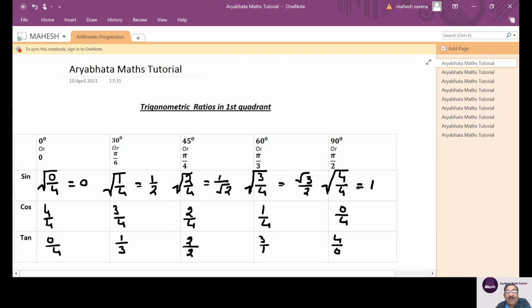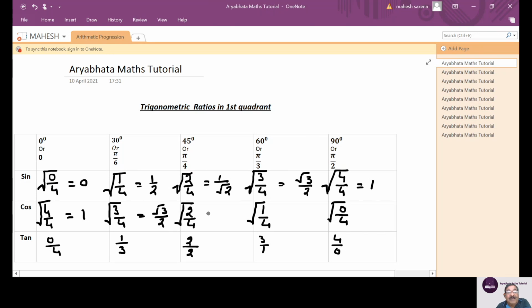Similarly, in case of cos, you take the under root of whatever digit is written under the angle. Now you see that in case of 0, cos will be 1. Therefore, cos 0 is 1. In case of this, it is root 3 by 2. Therefore, cos 30 is root 3 by 2.